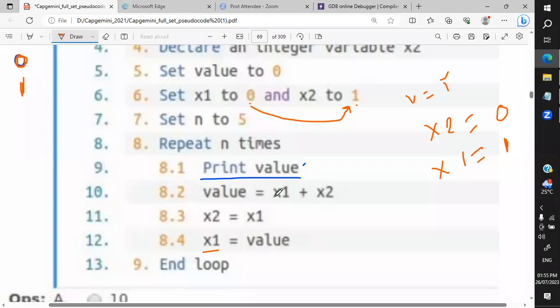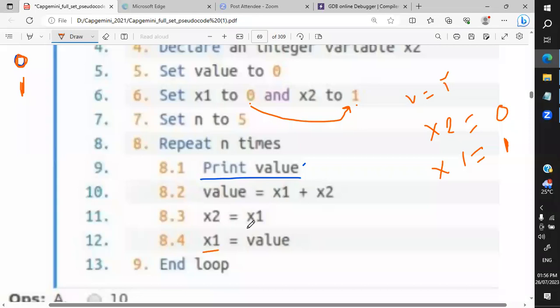After that, again value equal to x1 plus x2, which is nothing but 0 plus 1. 0 plus 1 is what? 1. Am I doing right or did I make any mistake? I hope I am correct. Yeah, correct only. 0 plus 1, 1. Value will become 1 again.